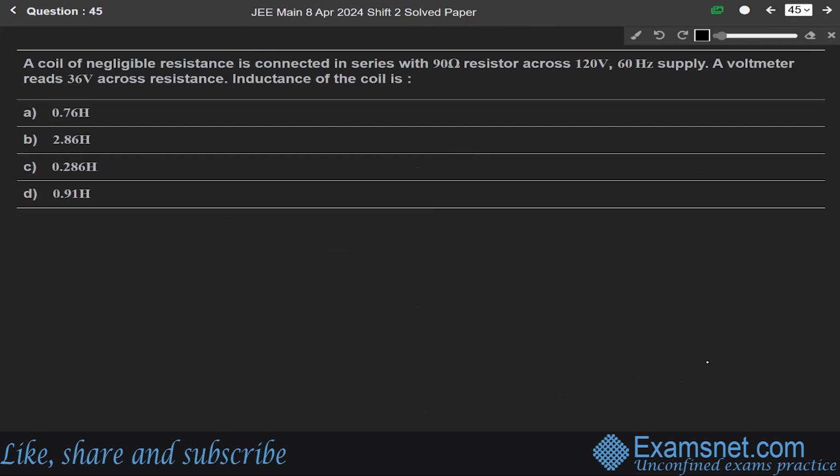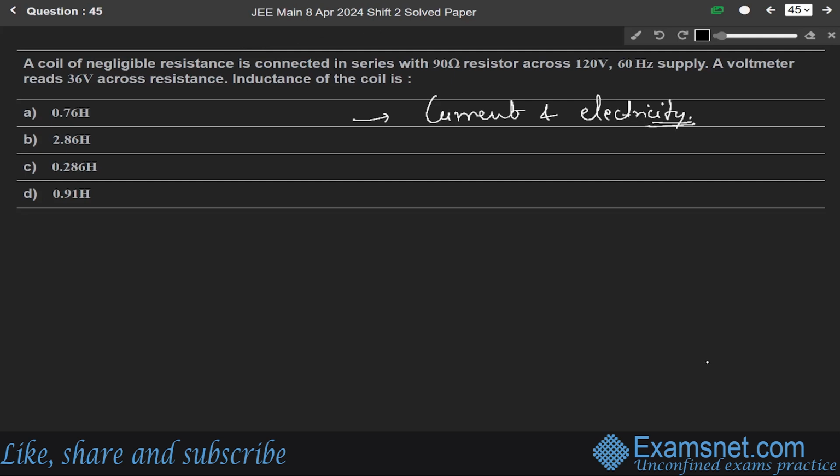Now 45, a coil of negligible resistance is connected in series with a 90 ohm resistor across a 120 volt 60 hertz supply. A voltmeter reads 36 volt across the resistance. Inductance of the coil is, okay. So this question is from the chapter of current and electricity.